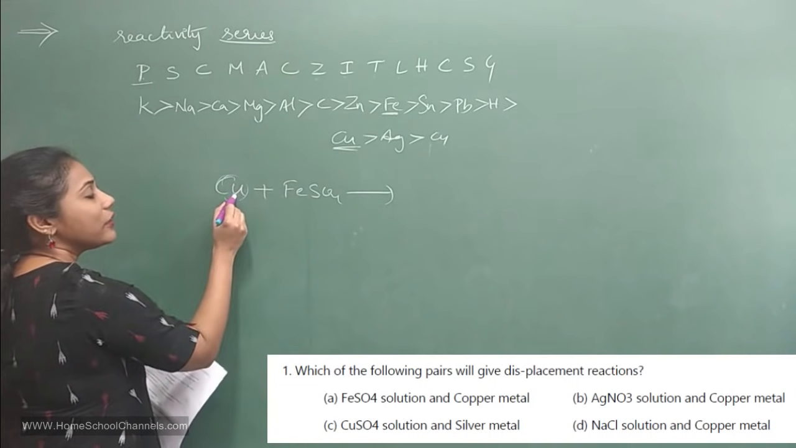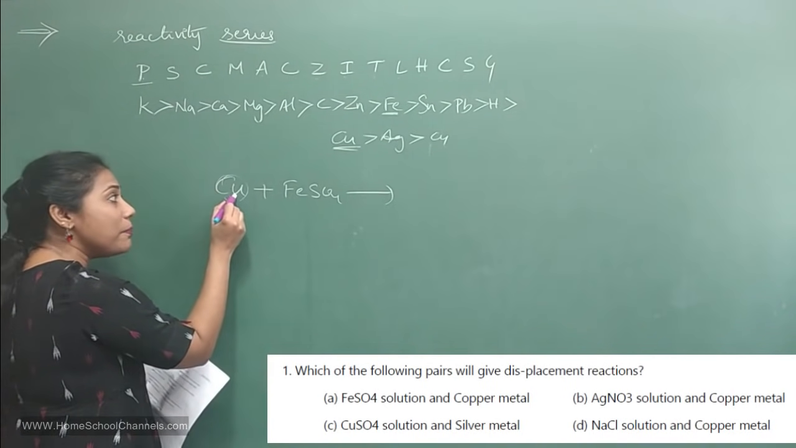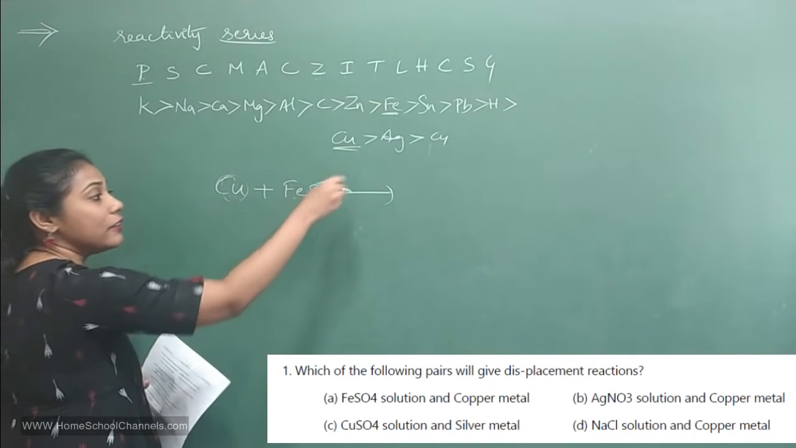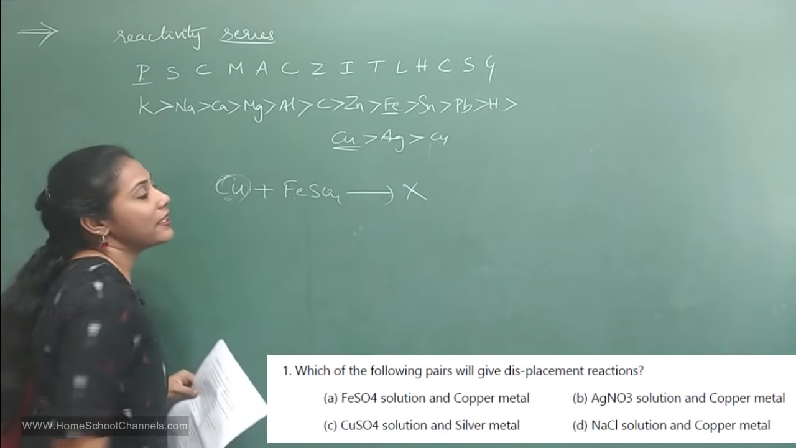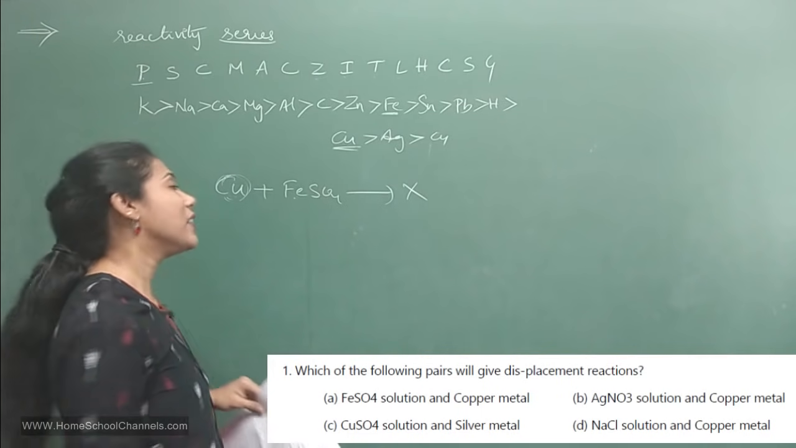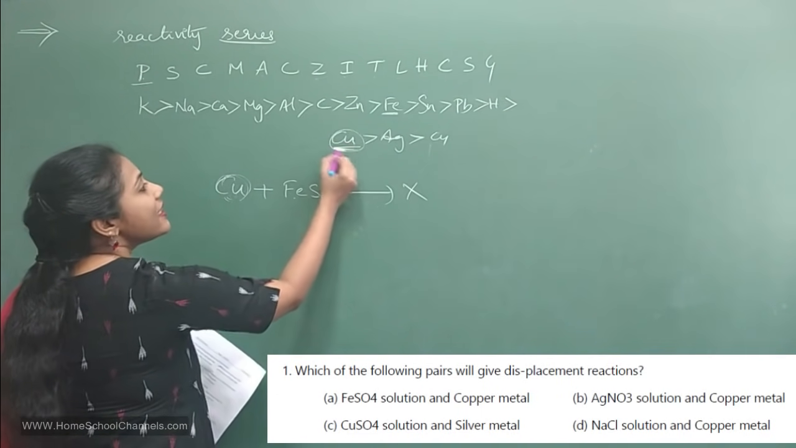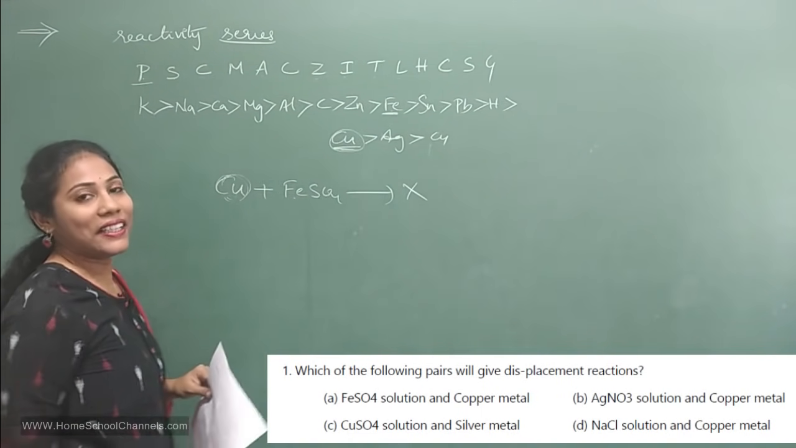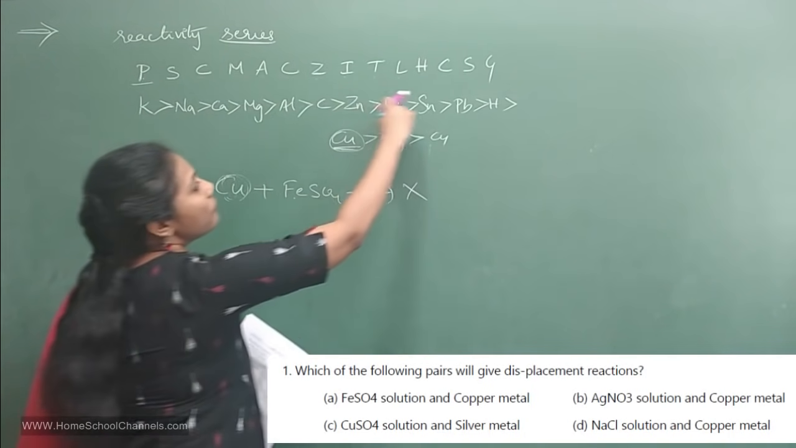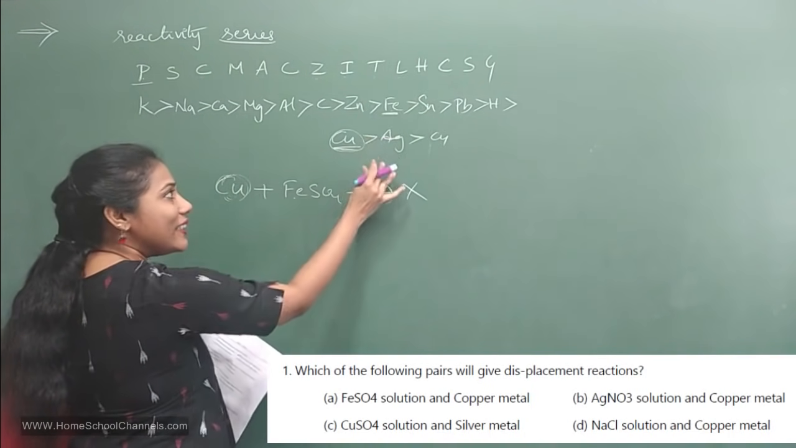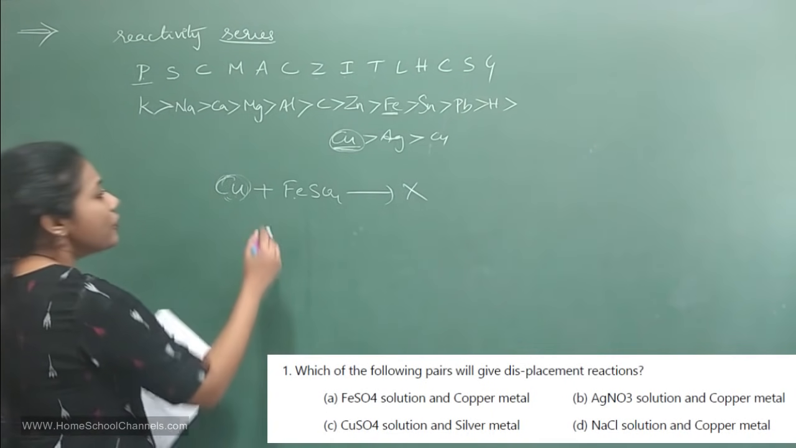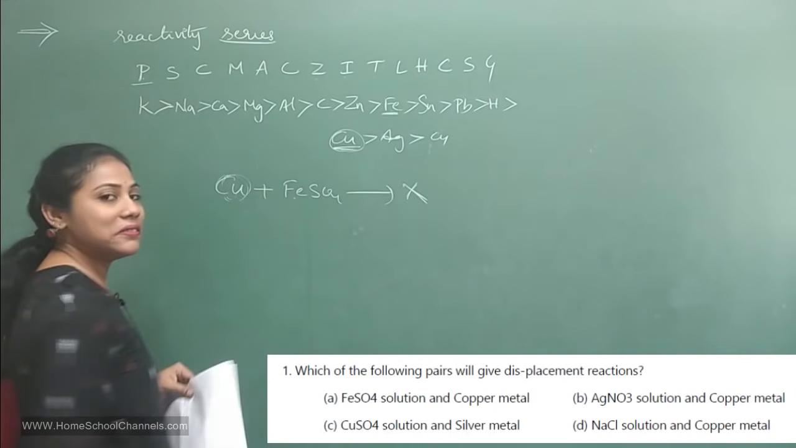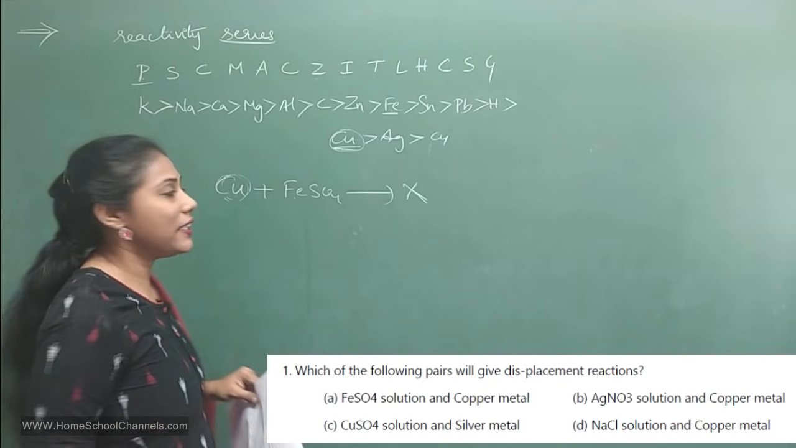No, right? Iron is more reactive than copper. Copper must be more reactive than iron to observe the displacement reaction. No, in this case, displacement reaction is not observed because copper is less reactive than iron. Okay, the elements which come first are more reactive than the elements which are placed at the end. Okay, fine. So the first option cannot undergo displacement reaction.